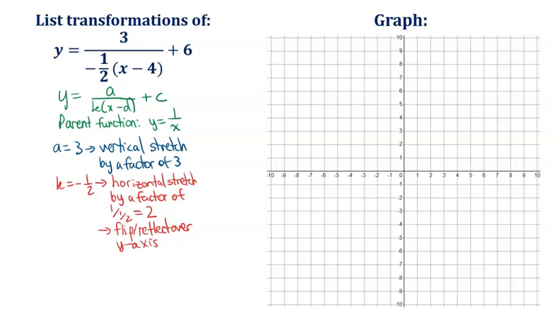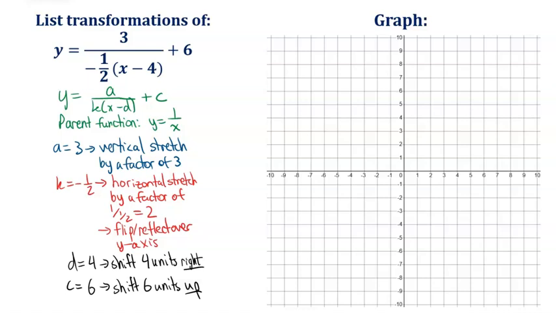Last but not least, we have the d and the c values. The d value, because the general form is x minus d, is positive 4, which means it's going to shift 4 units to the right. And then the c value is going to be 6, which means it's going to shift 6 units up. And those are all your transformations that we would apply to that reciprocal function.